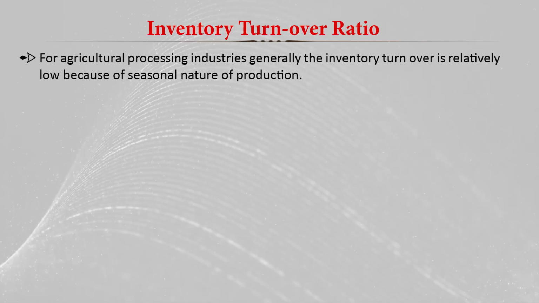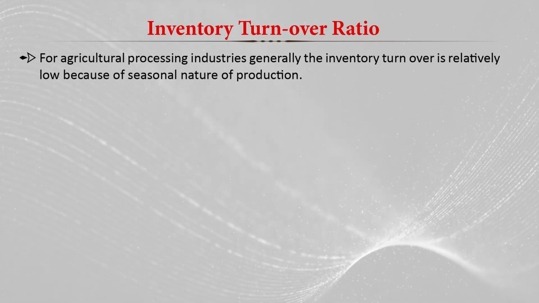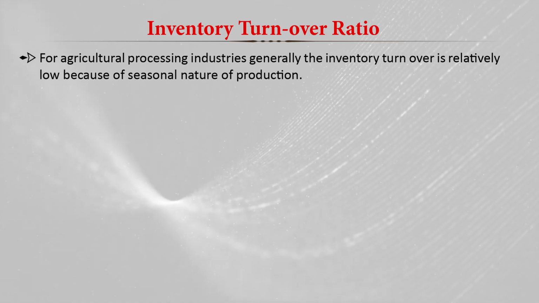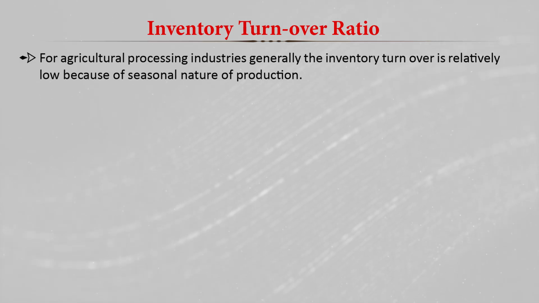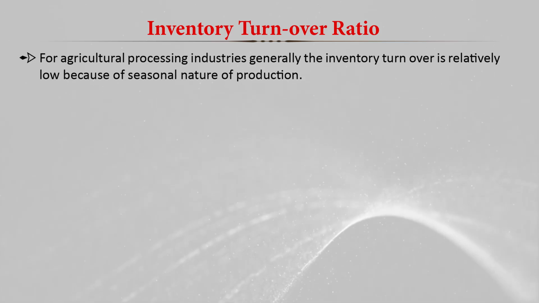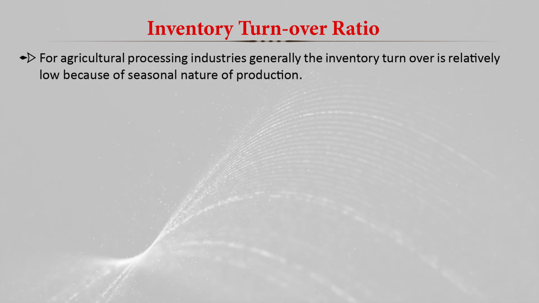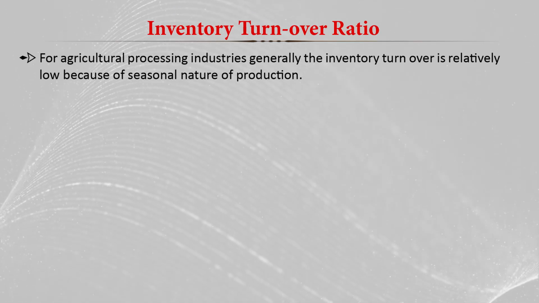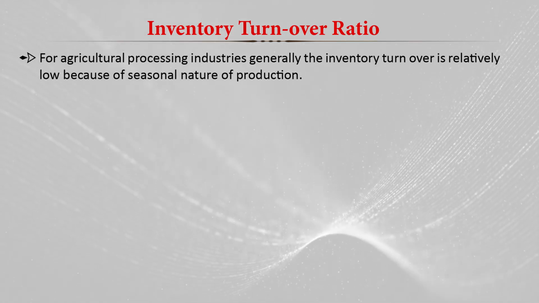And for agriculture processing industries, generally the inventory turnover ratio is relatively low because of the seasonal nature of the production. Actually, because the raw material is produced seasonally, we have to maintain a large inventory of the produce of the agro-based industries, because raw material is available for a small period of time. So that's why we have to maintain large inventory in case of the agricultural processing industry.